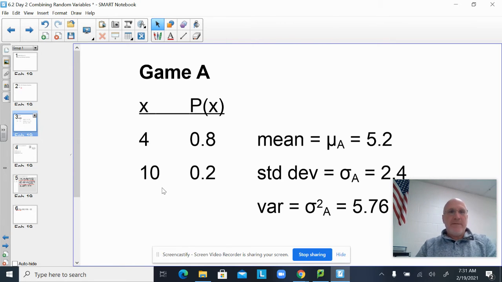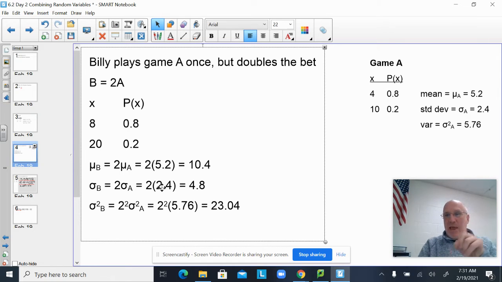So the first one is Billy. Billy plays game A once, but he's going to double the bet. So I define this random variable B equals 2A. I'm just playing it once, but instead of winning either 4 or 10, I'm doubling my winnings to either 8 or 20, which is where this comes from. There's my 8, there's my 20. Probabilities stay the same.